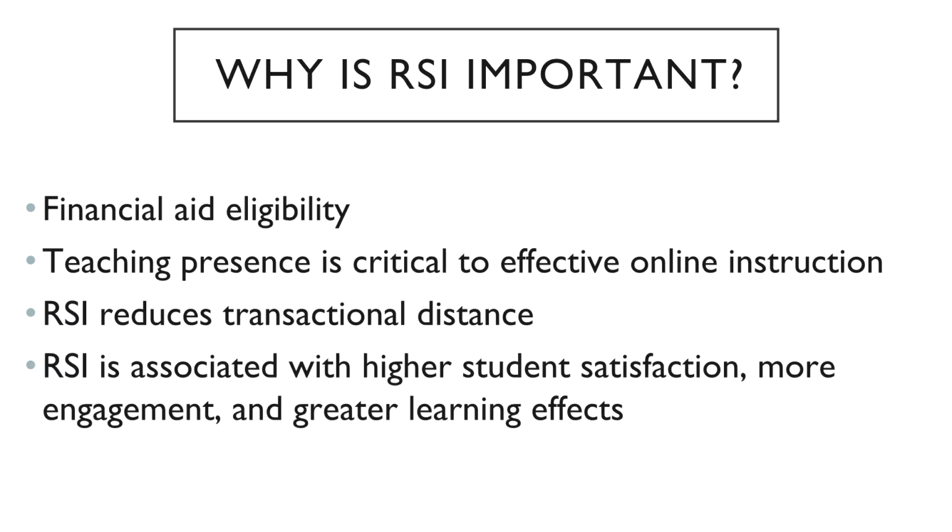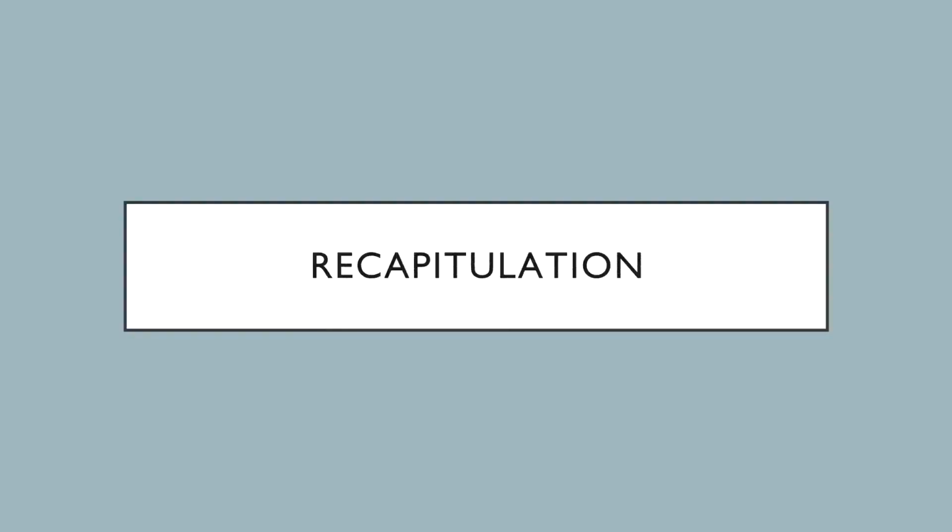Links to some of the educational research studies on these topics are available in the competency-based RSI training course in the overview lesson for your reference. In summary, RSI is important owing to its implications for financial aid eligibility and because of its association with beneficial effects for students. Substantive interactions engage students with the academic content under study. To be considered regular, opportunities for substantive interaction must occur on a predictable and scheduled basis.